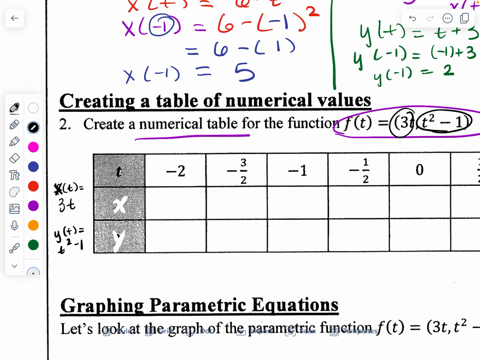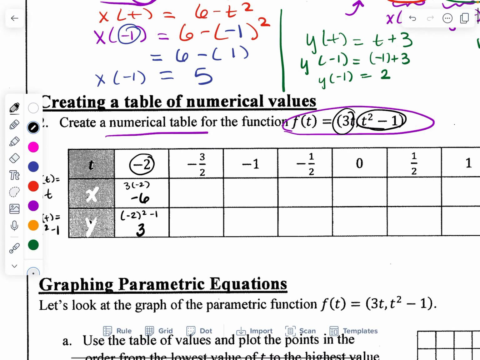Let me see that here. So let's go ahead and plug this in. So I know when t is -2, x of negative 2 is going to be 3 times negative 2, which we know is negative 6. And y of negative 2 is going to look like negative 2 squared minus 1, which is positive 4 minus 1, which is 3. Keep in mind that we're going to be graphing this later, so if there are fractions, it's going to be helpful to put them as a decimal.